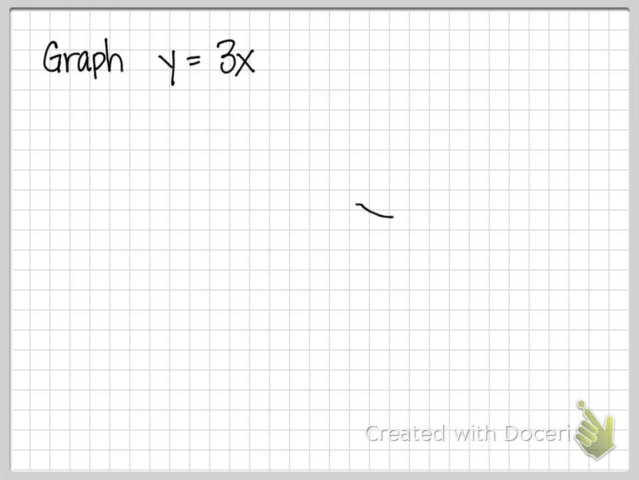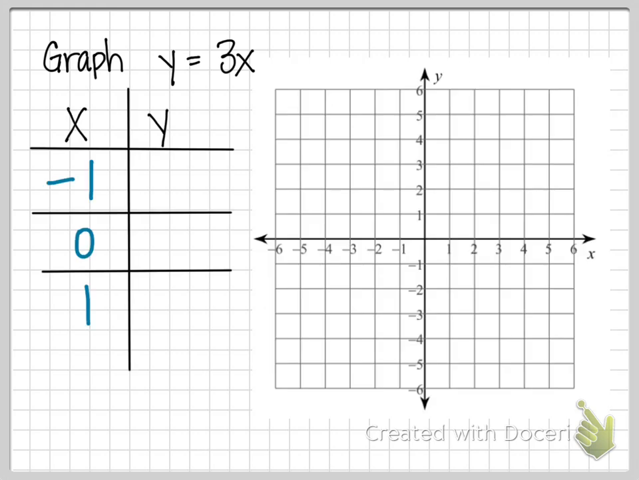Okay, so we're given the linear function, y equals 3x. So it's got an x and a y. It's got two variables. It also has an equal sign. So our next step is then to create our function table. Create our function table, and we're going to graph these points.